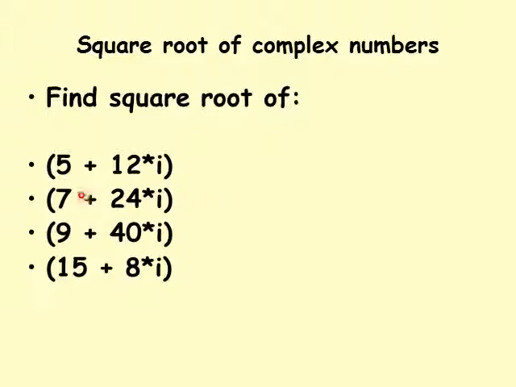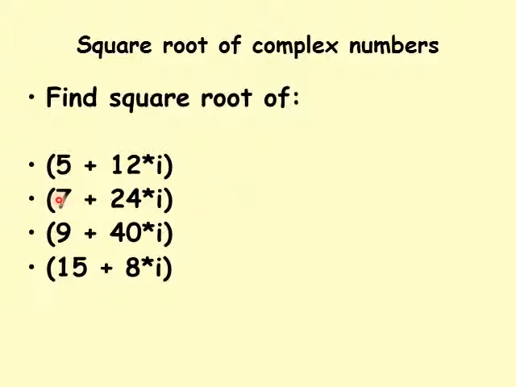For the real part, I say 7 plus 25, which is 32, divided by 2, which is 16. The square root of that is 4. So the real part of the answer is 4. Now I'm going to divide 24 by twice the 4. 24 divided by 8 is 3. 3 is the imaginary part of the answer.